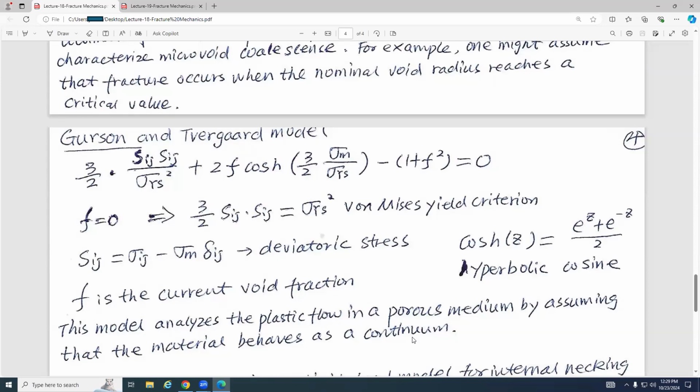This guy is defined as 1/3 of sigma 11 plus sigma 22 plus sigma 33. So these are the 3 normal stresses, right? We know that, right? So this is my original stress tensor, the tensor. And this is my mean stress. Mean stress is a scalar, and this guy is a scalar.